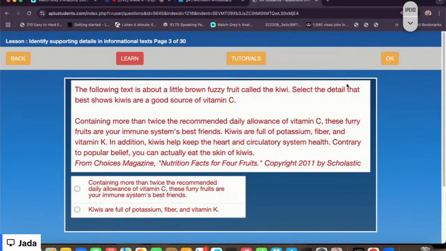All right, so we have this one here. The following text is about a little brown fuzzy fruit called the kiwi. Select the detail that best shows kiwis are a good source of vitamin C. So, what do you think here?